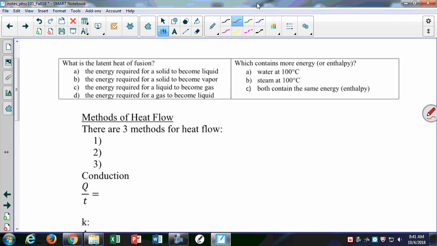And then which contains more energy? Don't worry about the enthalpy. I think your book might have used enthalpy, but just which contains more energy? Water at 100 degrees Celsius, steam at 100 degrees Celsius, or are both the same? Right, the steam. So the steam has a lot more because it absorbed that latent heat of vaporization to become steam. It's much more energy, and that's why steam is so much more damaging.